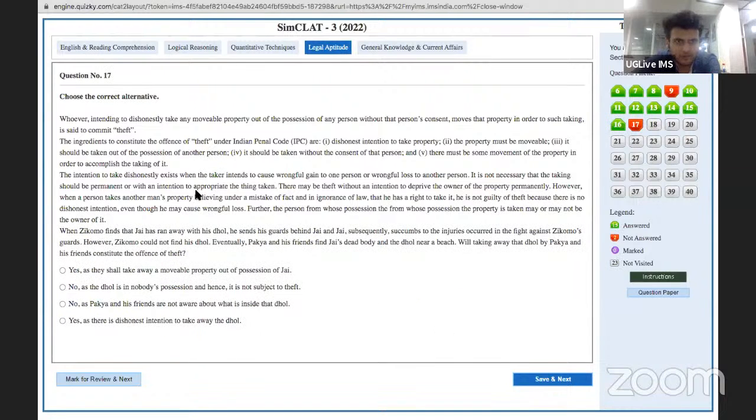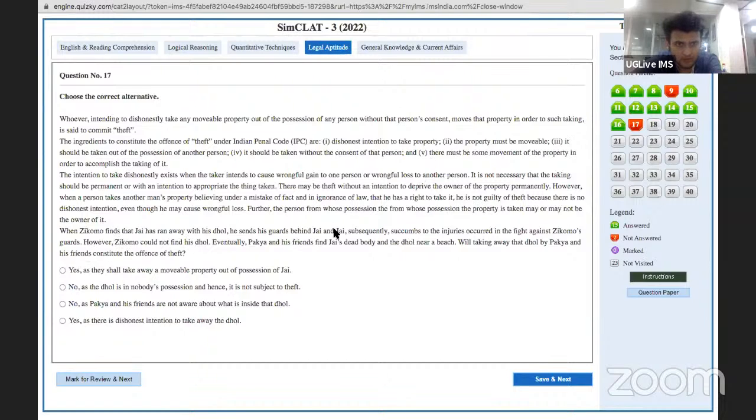And the definition of course आप जब पढ़ोगे तो इसमें dishonest intention, of a movable property, and it should be taken out of the possession of another, right? तो ये अगर हो जाए तो काफी है. Consent of course नहीं होना चाहिए and there should be some movement, so all of it has been done here.